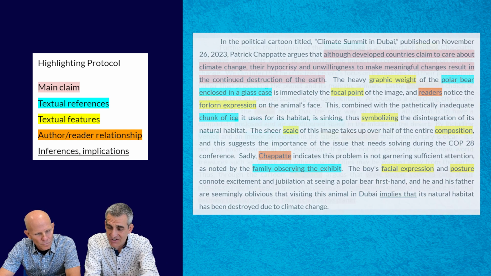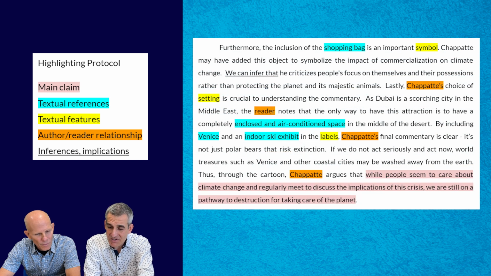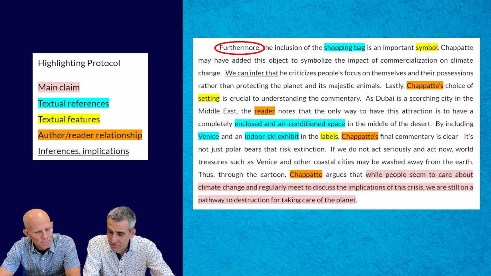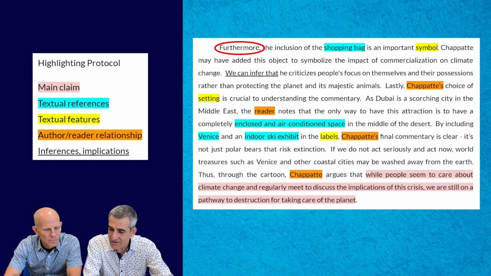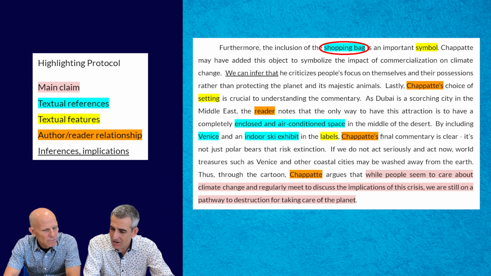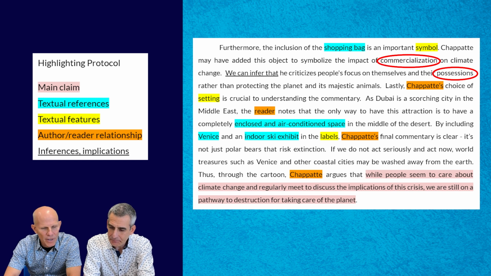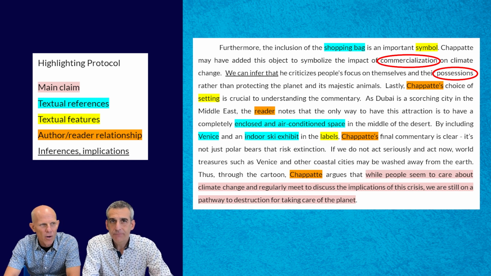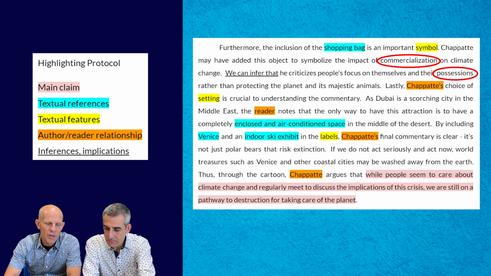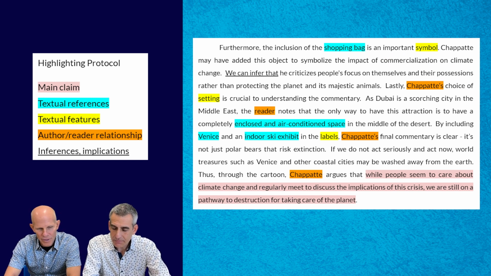Let's go ahead and look at the second small paragraph. And we see a transition word, furthermore. It looks like we're sticking with objects. They're back on the shopping bag. And what do they infer about the shopping bag? Well, they're thinking about consumption, and how human beings oftentimes are more concerned with their own enjoyment, their own amusement, than they are with taking care of the planet. And that's sadly the case in the world.